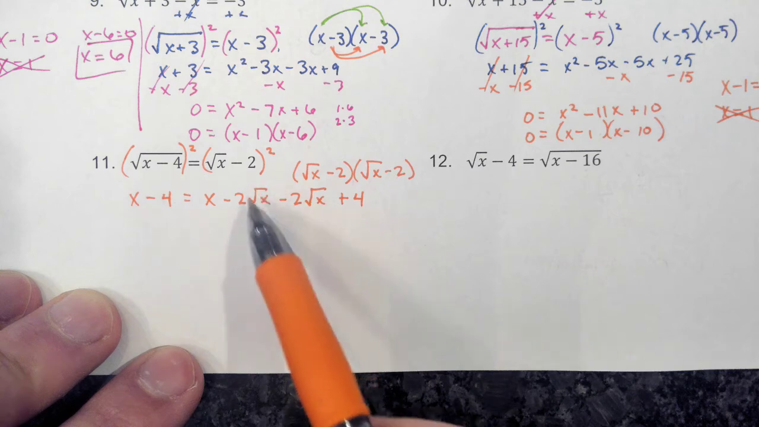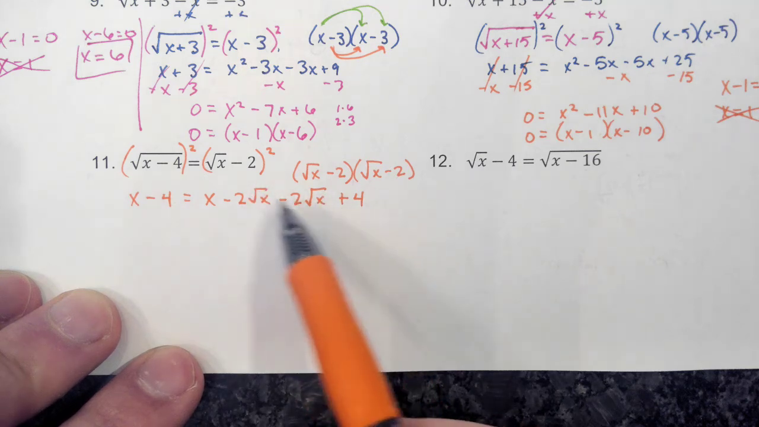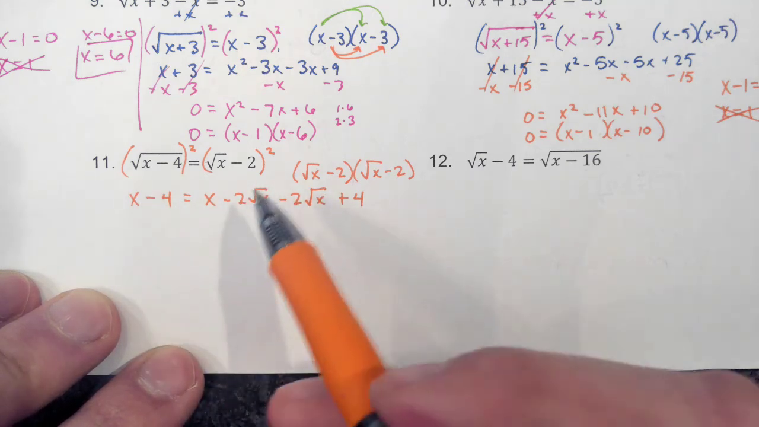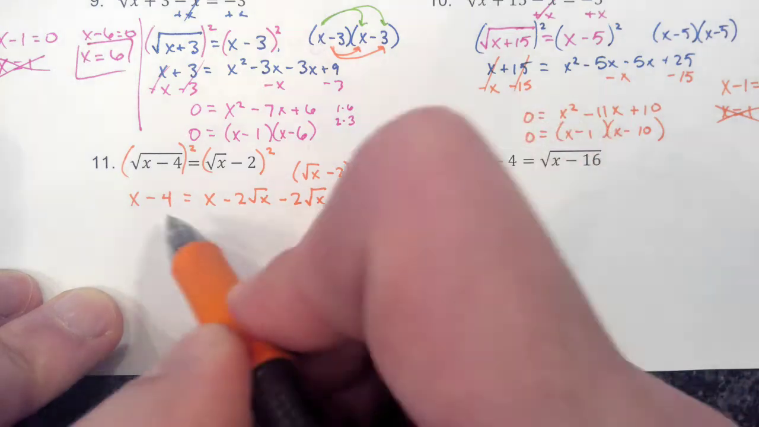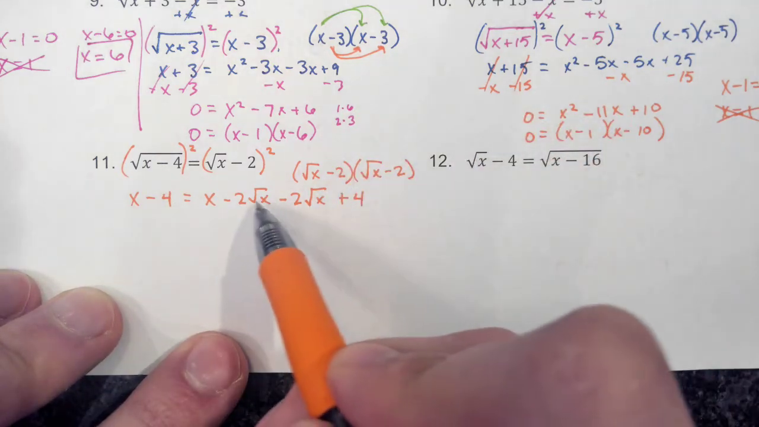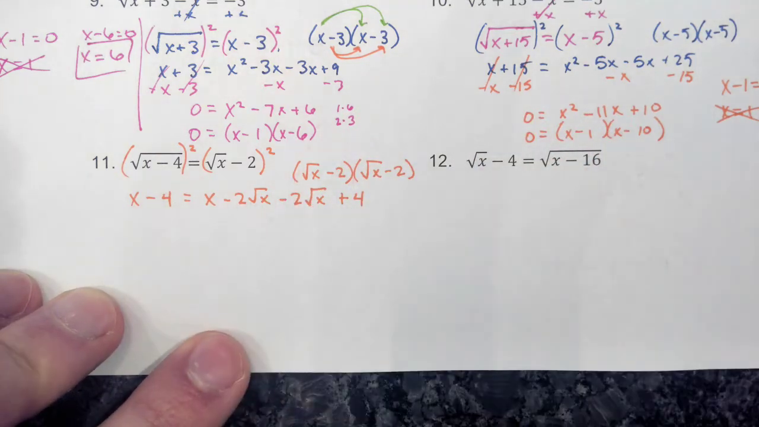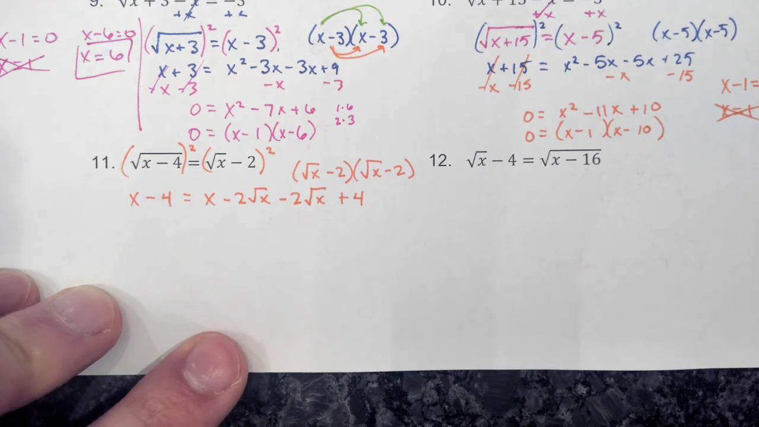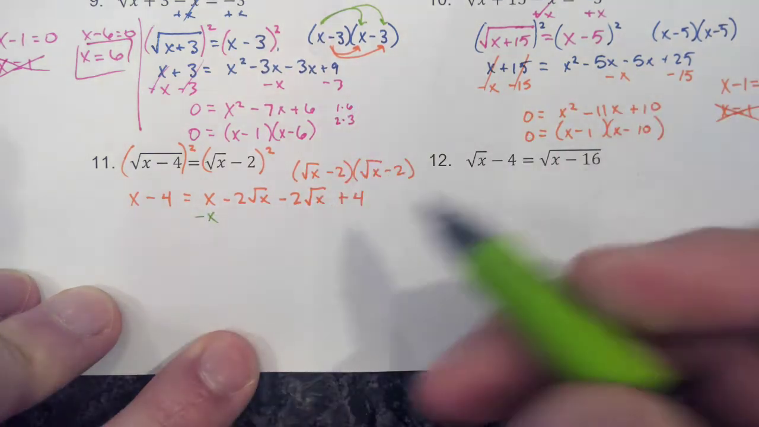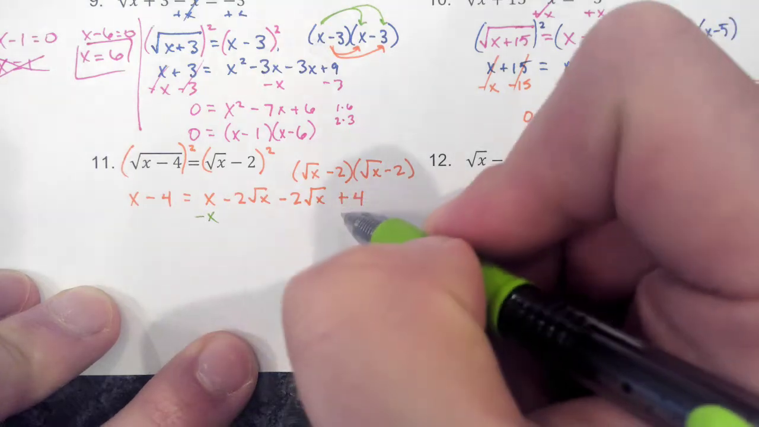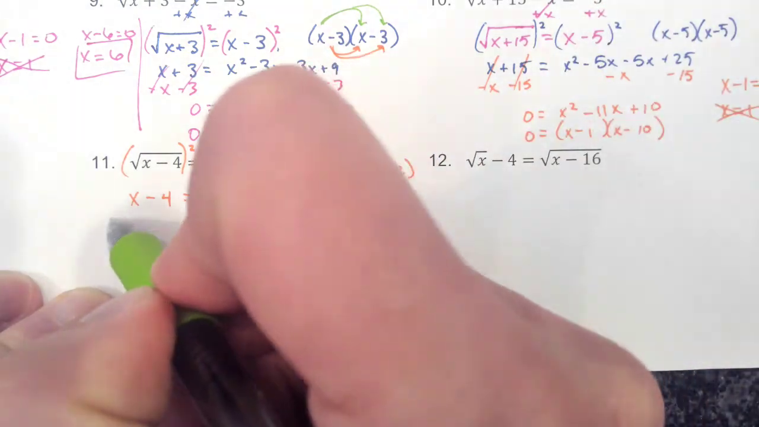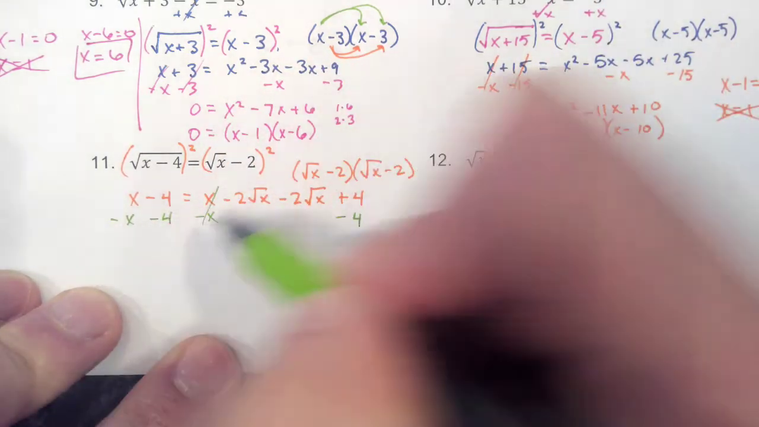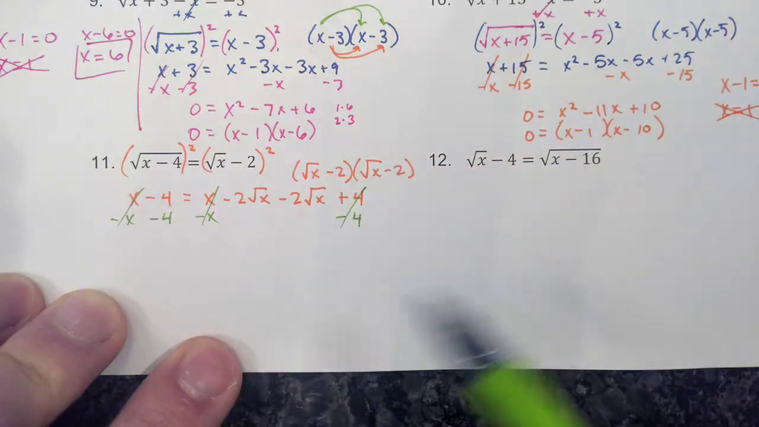So you'll see I still have a radical in my problem, so I need to isolate it. So I will start by moving non-radicals to the left side of the equation. So I will move this x over there by subtracting x. I'll move this 4 over there by subtracting 4. So subtract x, subtract 4. Those cancel, those cancel. Those also cancel.